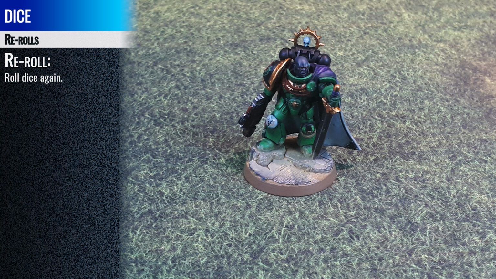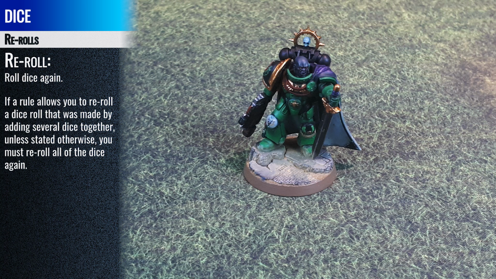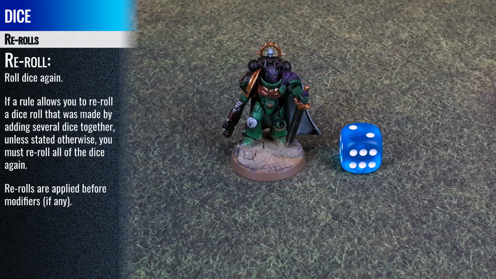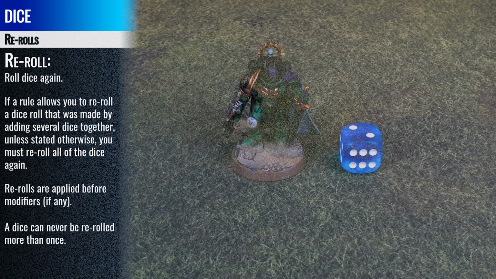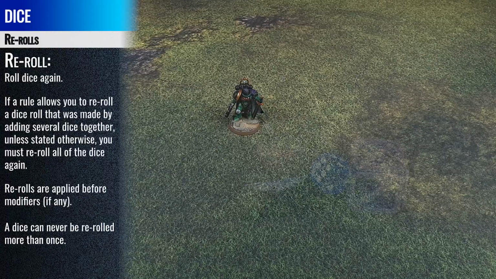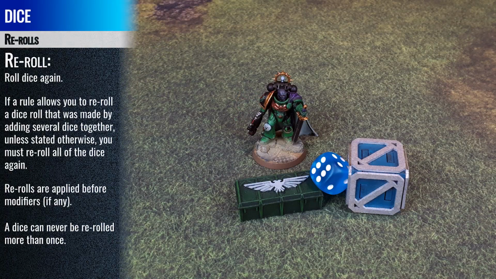Note that unless stated otherwise, rules that allow a reroll where multiple dice were used require you to reroll all the dice that were part of that roll. Rerolls are applied before modifiers. Let's look at Rights of Battle as an example, which allows units nearby to reroll hit rolls of 1. Assuming the dice rolled was a 2, being affected by a -1 modifier, I would not be able to leverage the reroll provided by Rights of Battle. A die can never be rerolled more than once, not counting rolls that go out of bounds, or which are cocked by terrain or other models.